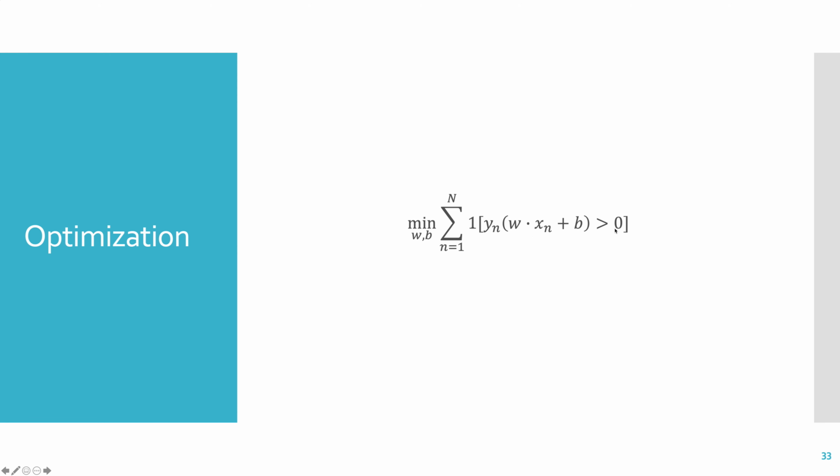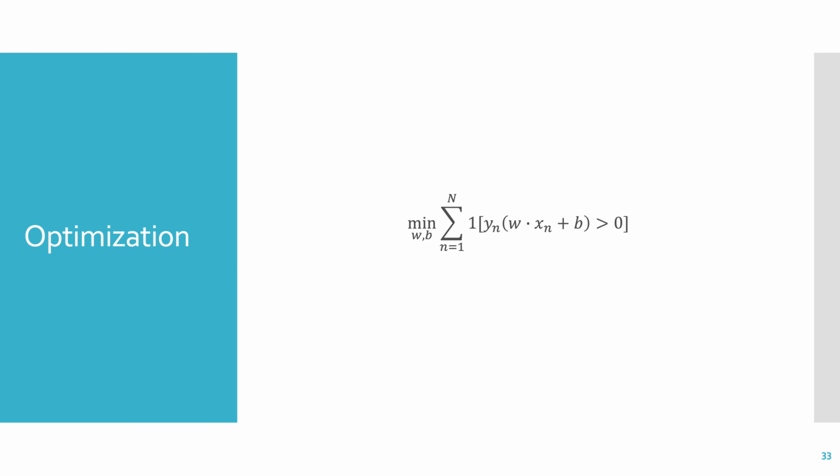This 1 with brackets is called the indicator function. It's 1 when the stuff inside the brackets is true and 0 otherwise. The optimization problem is very hard to solve efficiently, given not linearly separable data. So what do we do? We want the problem to be easier, and we also want the model to generalize well to unseen data. So we add a regularizer.